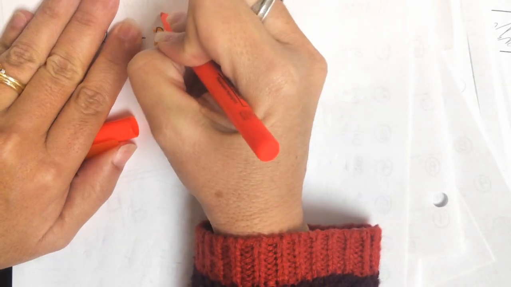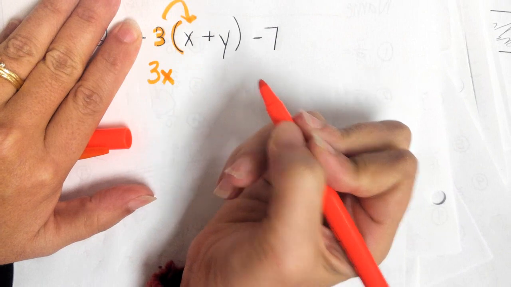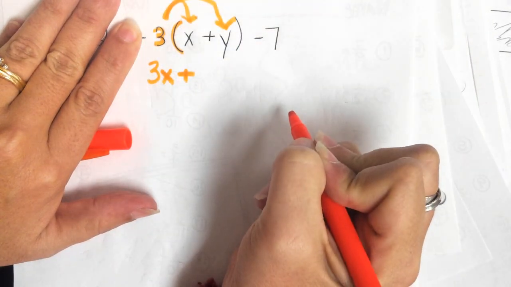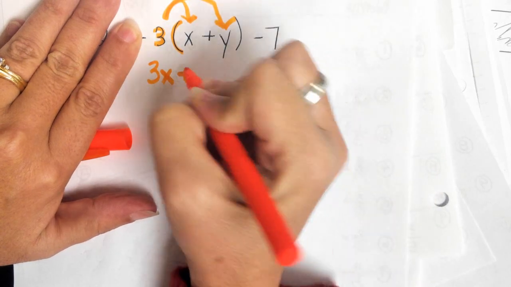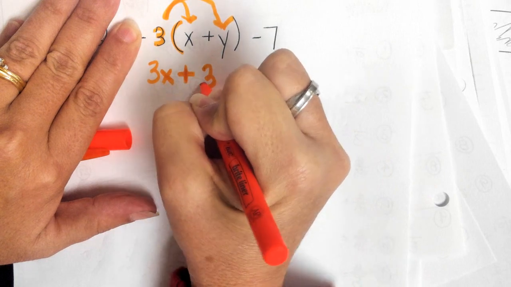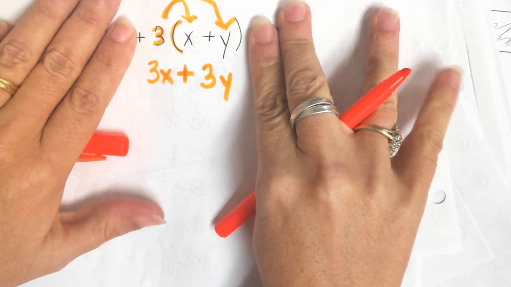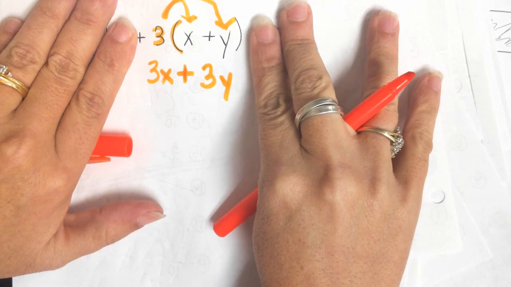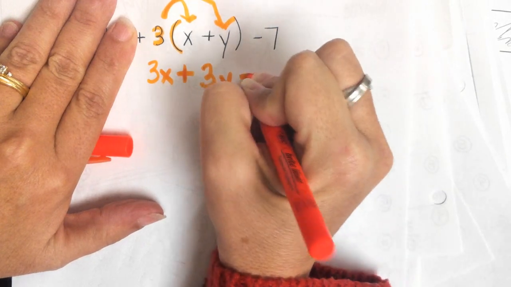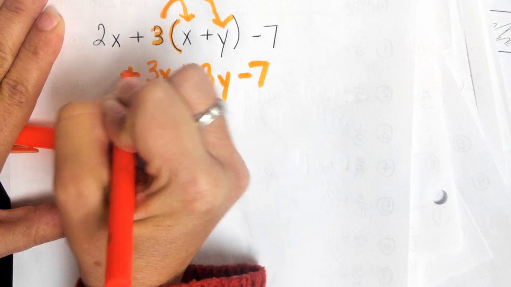So, 3 times x, 3x, just like yesterday, right? Add 3 times y. Wake up, people. 3 times y. Thank you. Okay. Now, that is that. Like I had distributed out that problem. Watch what I'm going to do next. I'm just going to bring down everything that's around it. I'm going to bring down the minus 7. And I'm going to bring down anything that's in front of it.